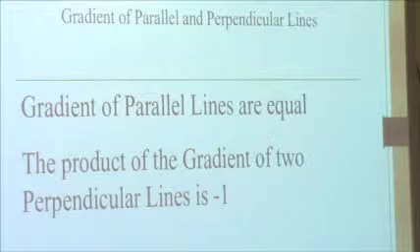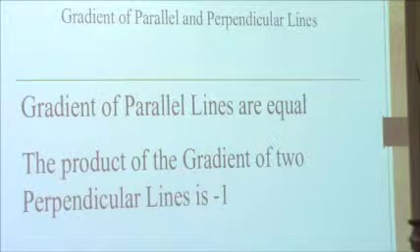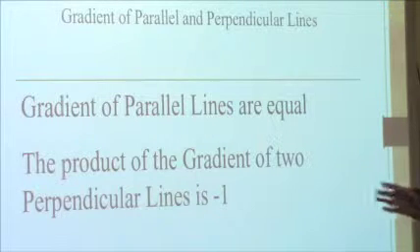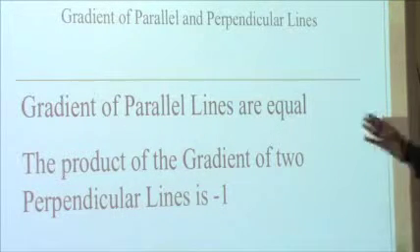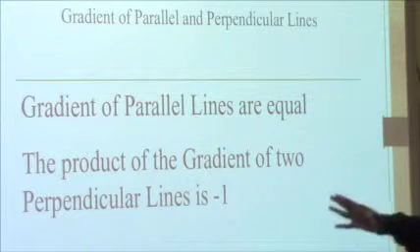So then we want to talk about how we can use the gradient to tell whether lines are parallel or perpendicular, or how we can use the fact that lines are parallel or perpendicular to calculate the gradient. So for example, we say the gradient of parallel lines will always be equal. So if two lines are parallel, then they will have the same gradient. If two lines have the same gradient, that means the lines are parallel.